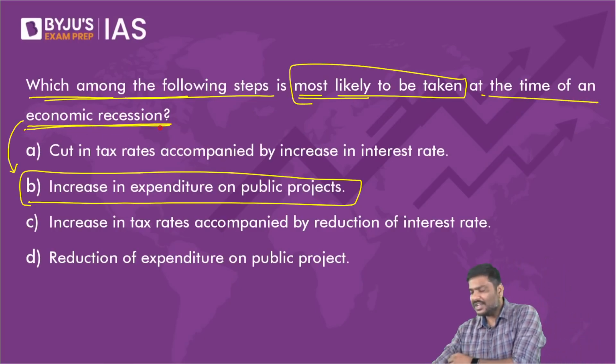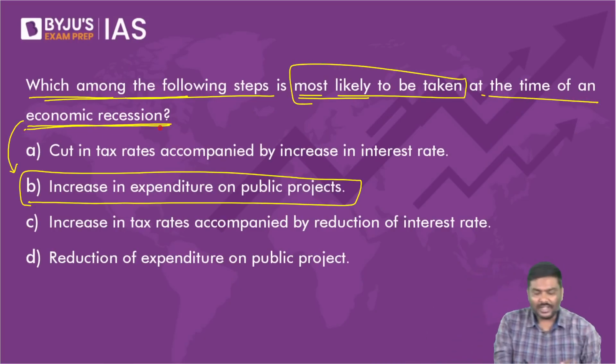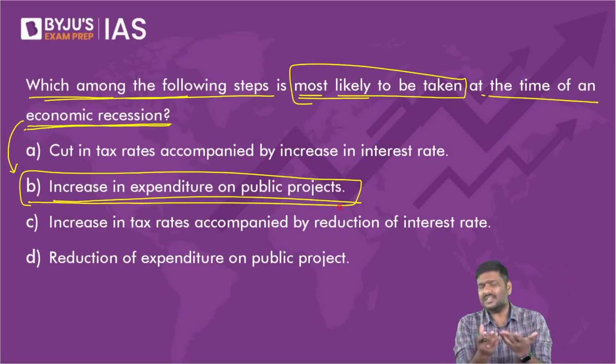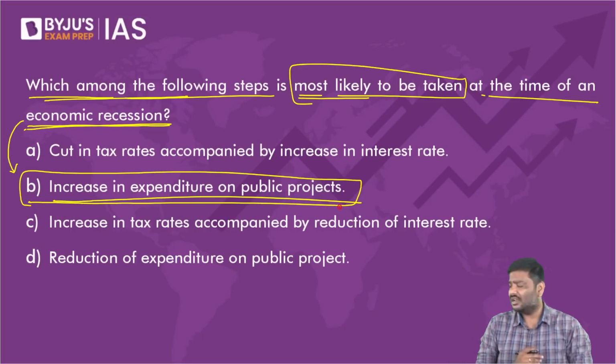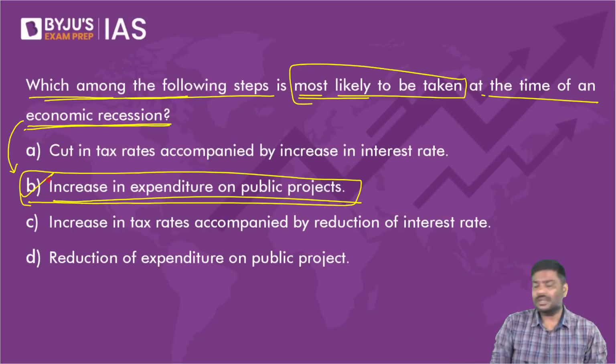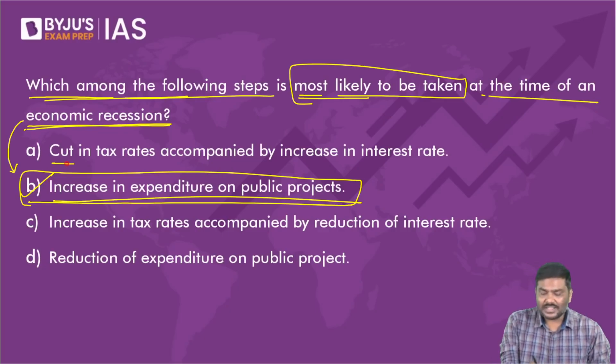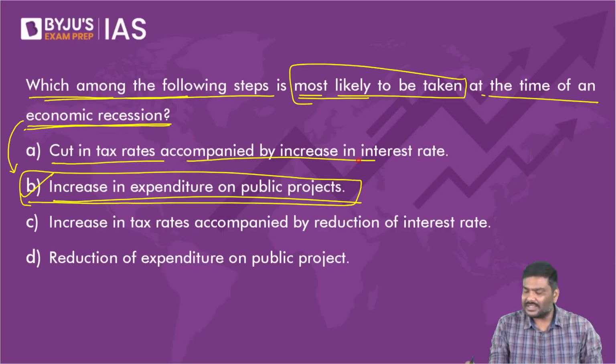When there is a recession in the economy, don't you think government should increase the expenditure on projects? That is, increase expenditure. Simple. Right option is option B here. Let me eliminate the remaining one: cut in the tax rates accompanied by increase in interest rate.